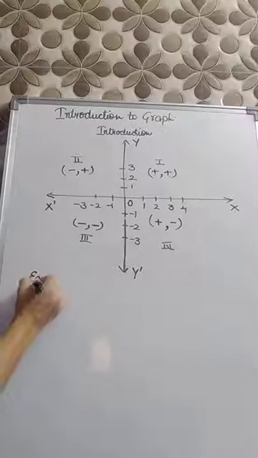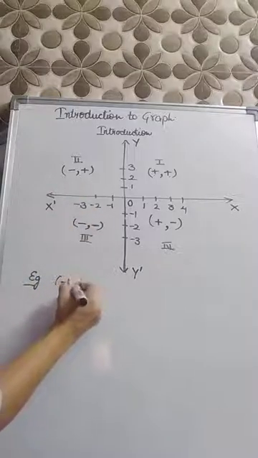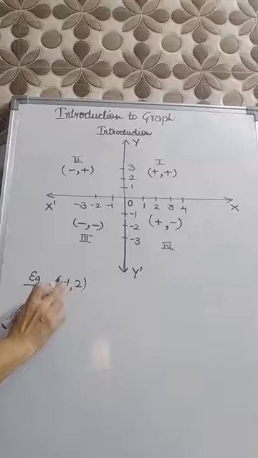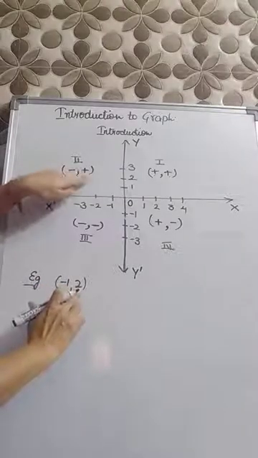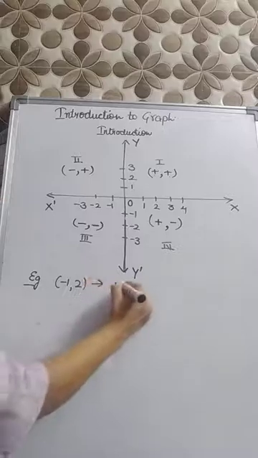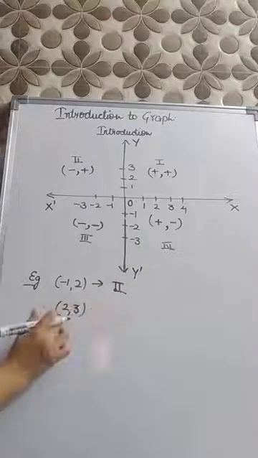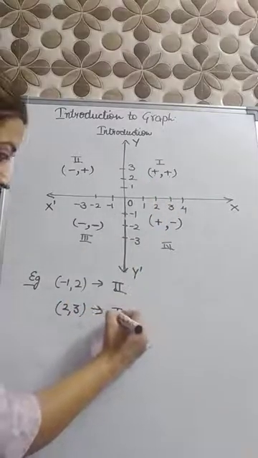Now I am writing some examples. You have to tell me, according to the signs, in which quadrant the point lies. Like I have written -1 and 2. As you can see that here x is having negative sign and y is having positive sign. So this point will lie in your second quadrant. Suppose I have written 2, 3. X is positive, y is positive. So it will lie in your first quadrant.